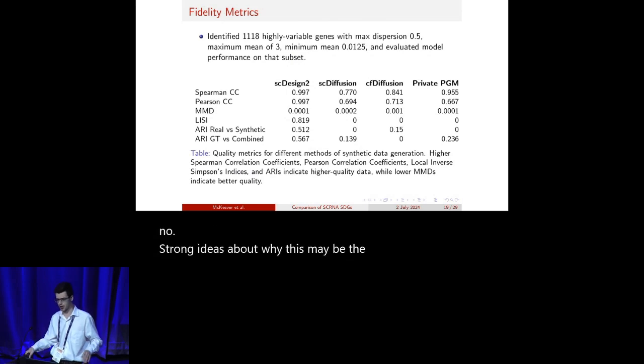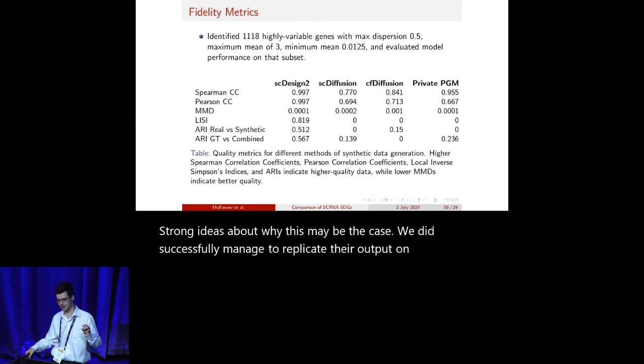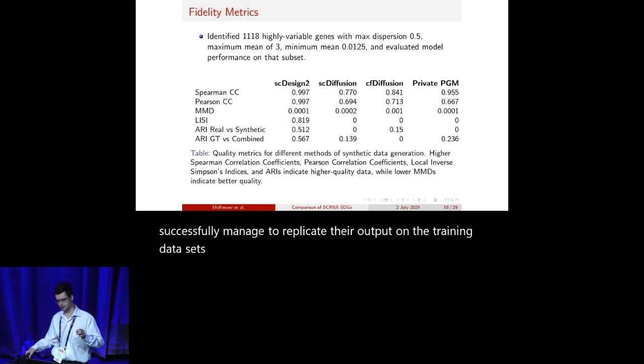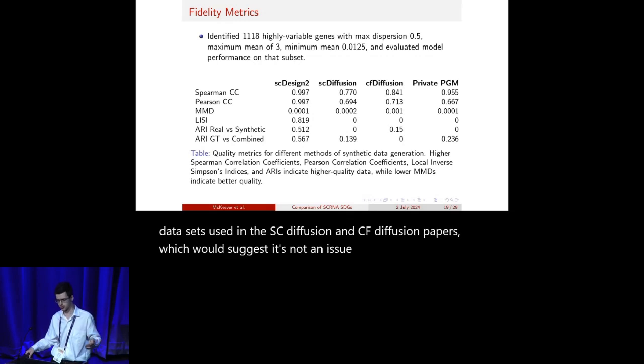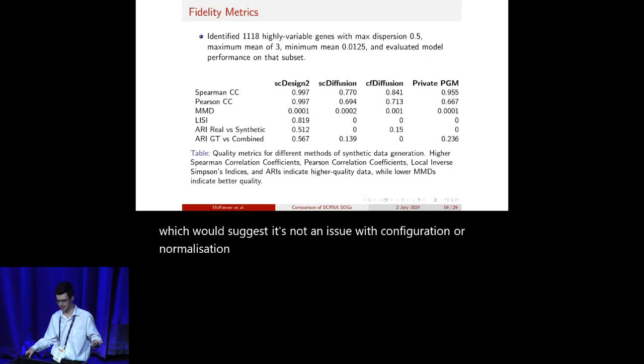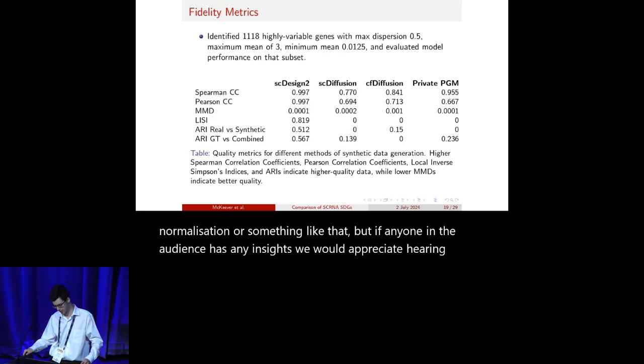But really, this is just a preliminary hypothesis, and we have no strong ideas about why this may be the case. We did successfully manage to replicate their output on the training data sets used in the SC diffusion and CF diffusion papers, which would suggest it's not an issue with configuration or normalization or something like that. But if anyone in the audience has any insights, we would appreciate hearing them.